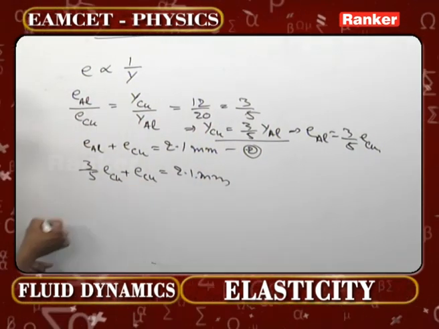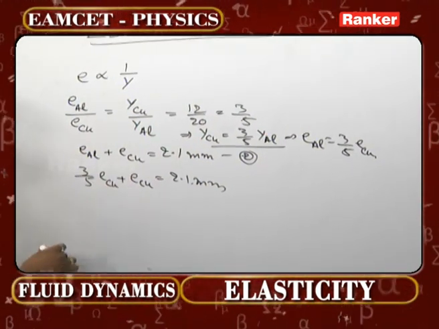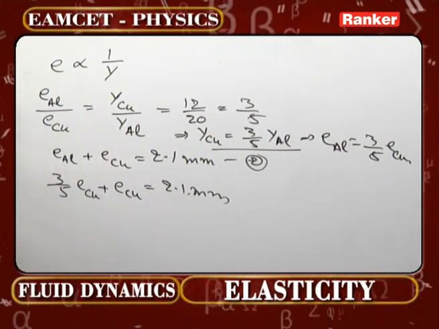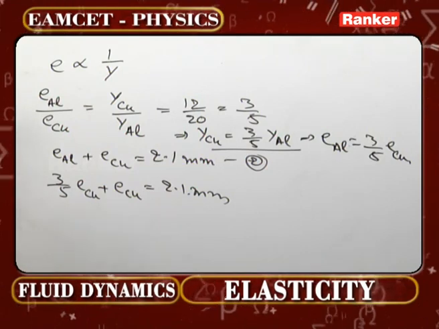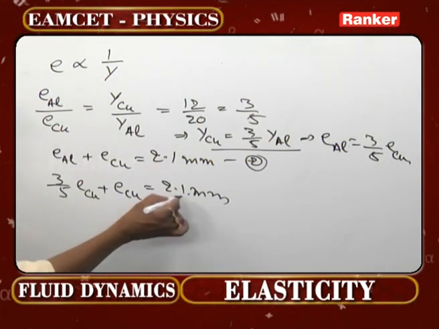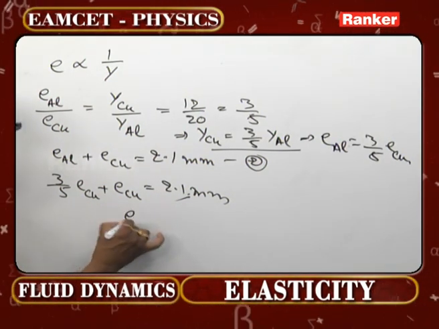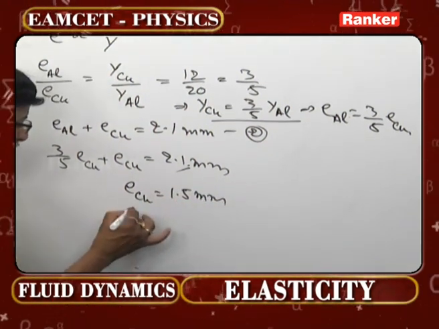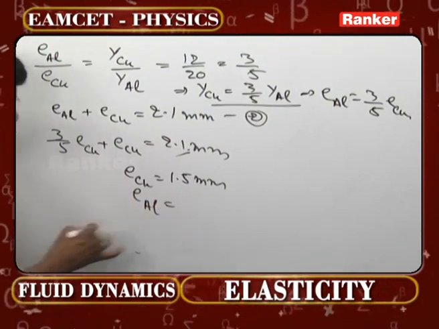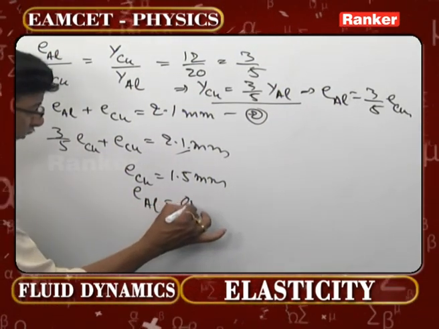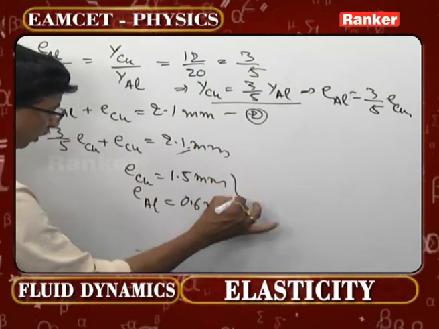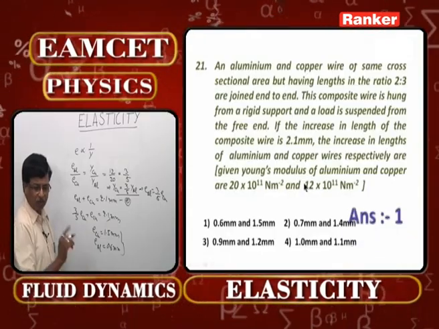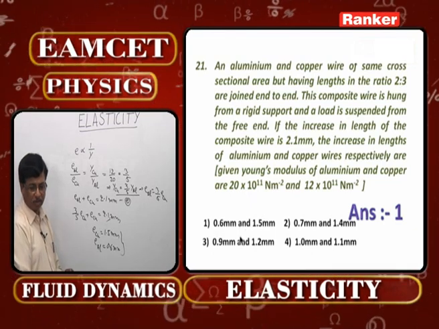Come on, simplify this one. What will you get? 3 by 5 plus 1. It is now going to be 8 by 5. 5 by 8 times, you will be getting. That means exactly 1.5 millimeter is the length of copper you will be getting. E of copper is going to be 1.5 millimeter, and obviously E of aluminium is going to be simply 0.6 millimeter, because the total value will be 2.1. So, which is the correct option for us? The very first option is going to be correct for this one.